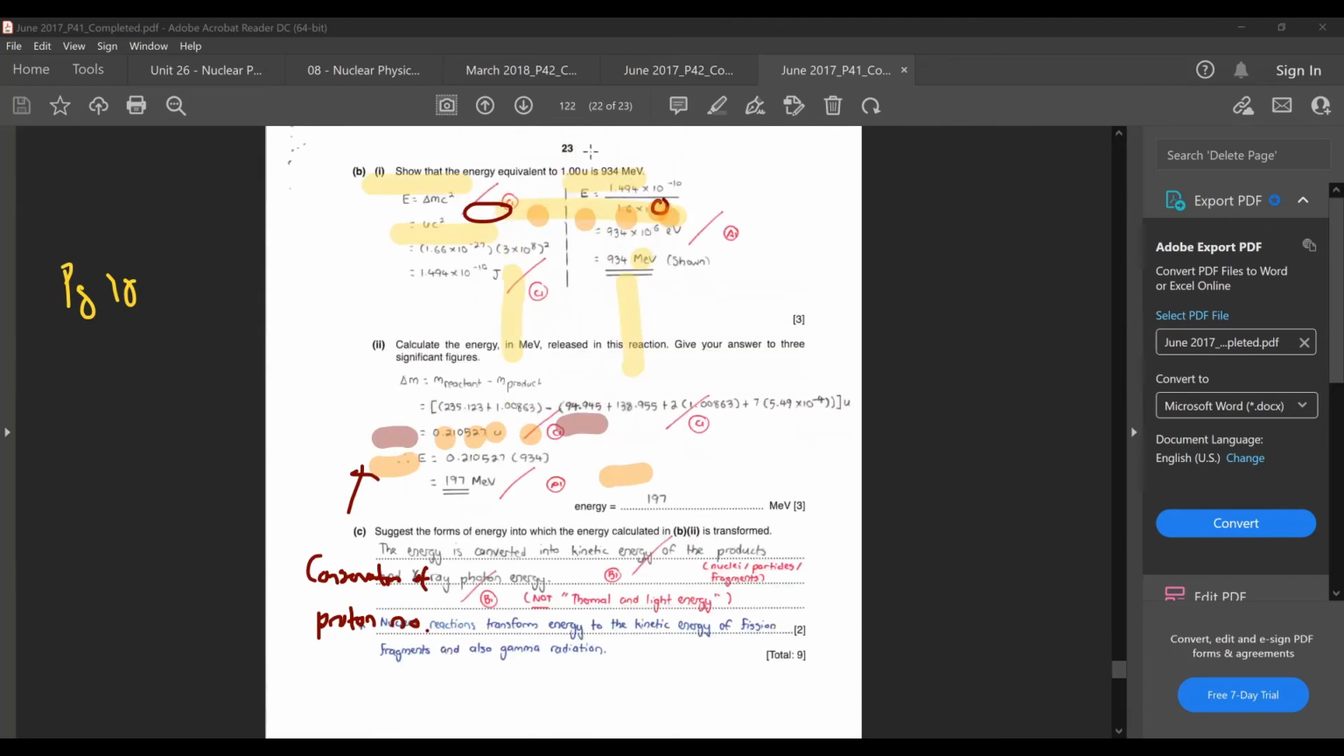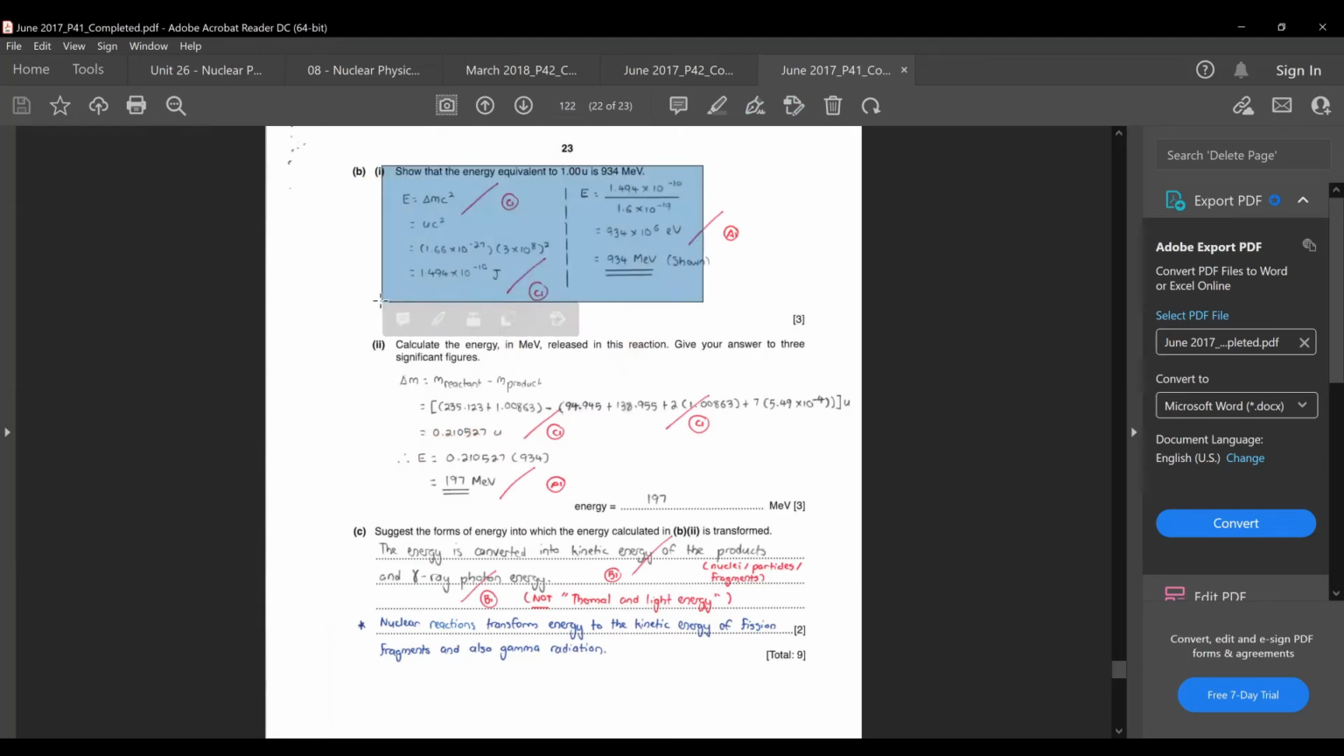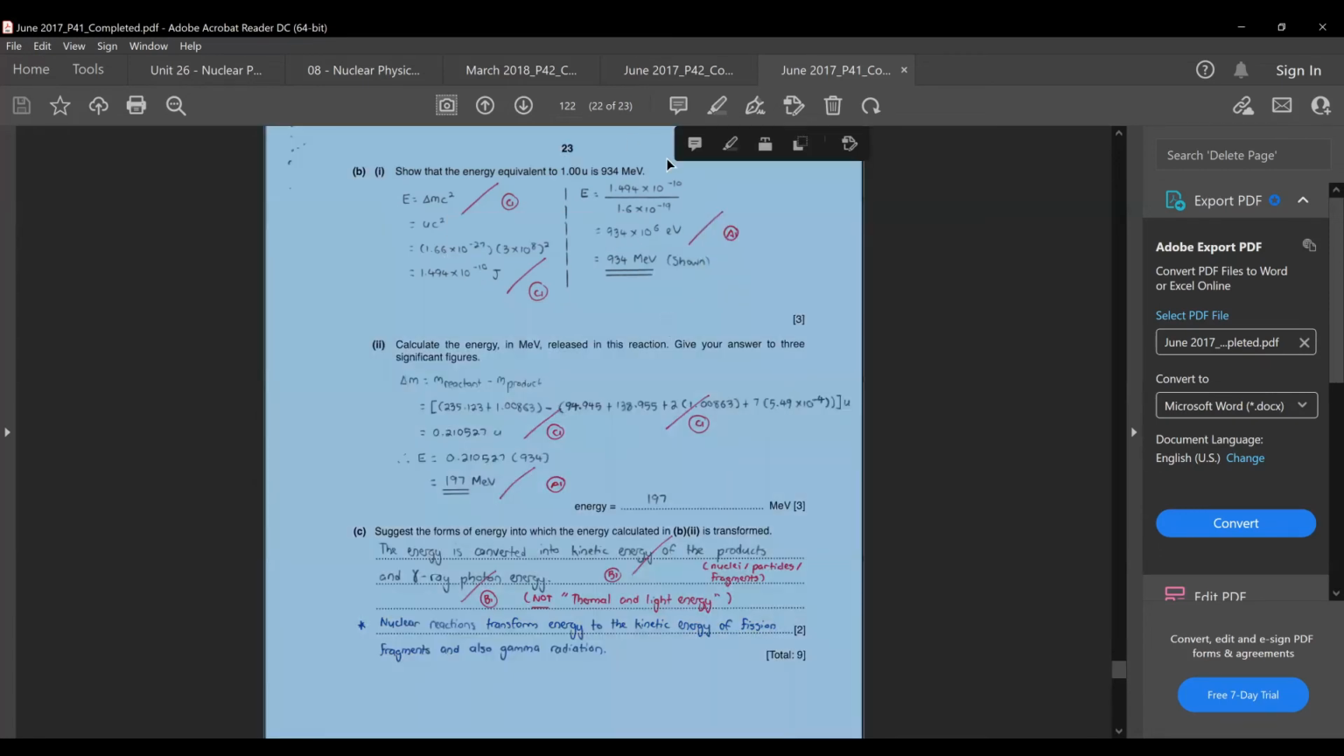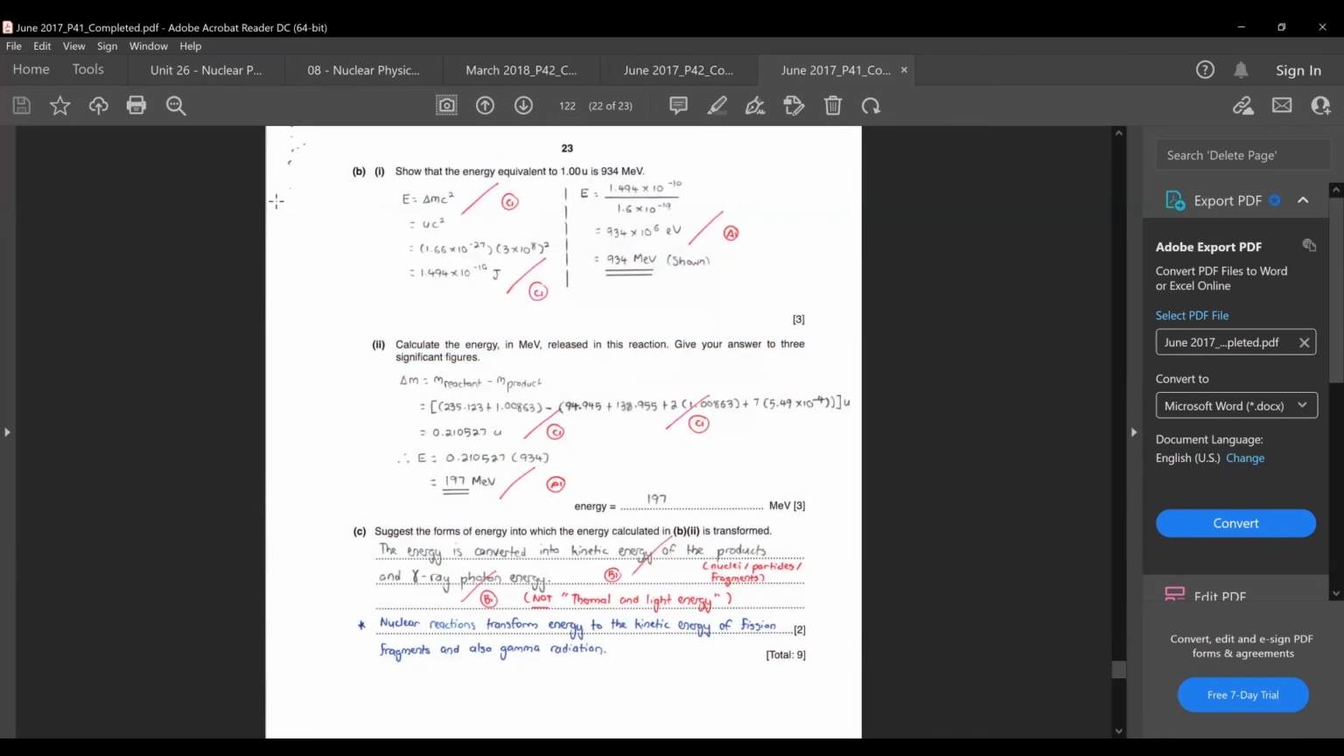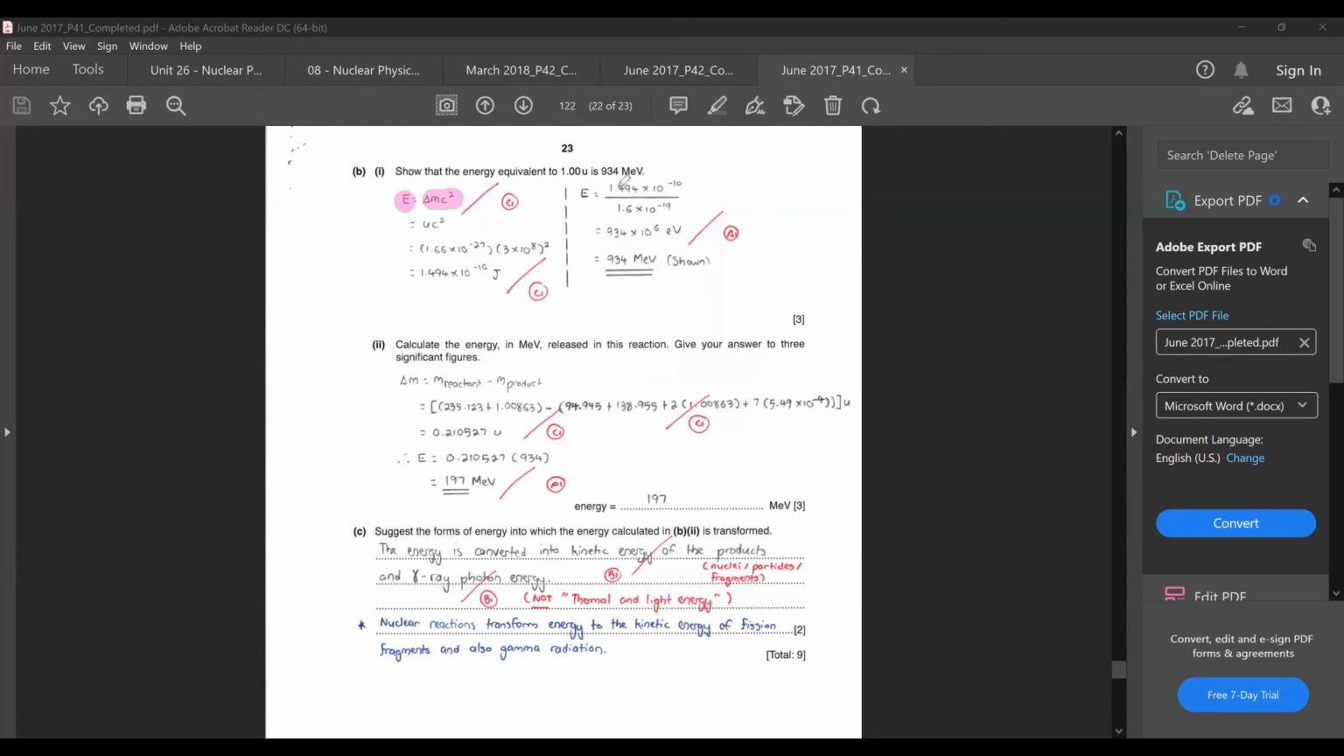Now then, show that the energy equivalent to 1 u is actually 934 MeV. It's actually the same kind of question as before. They're asking you to find out what is the energy associated with a mass change of 1 u. So you can use E equals delta m c squared. Your delta m is actually 1 u. In other words, just u. That's why it changes to u c squared.